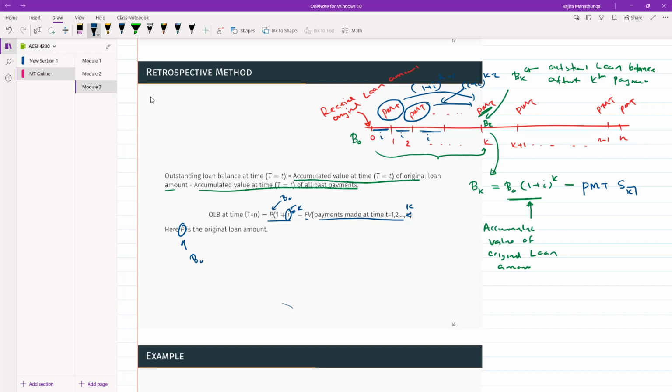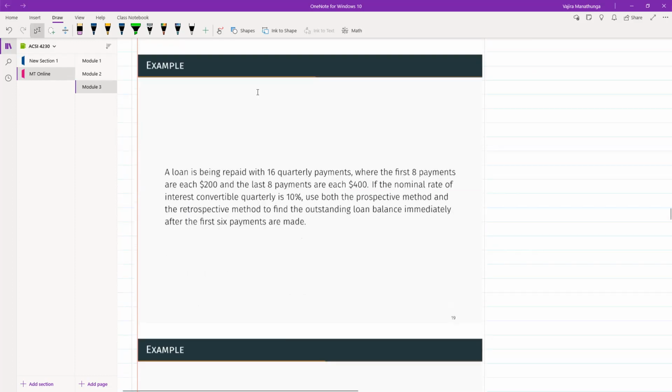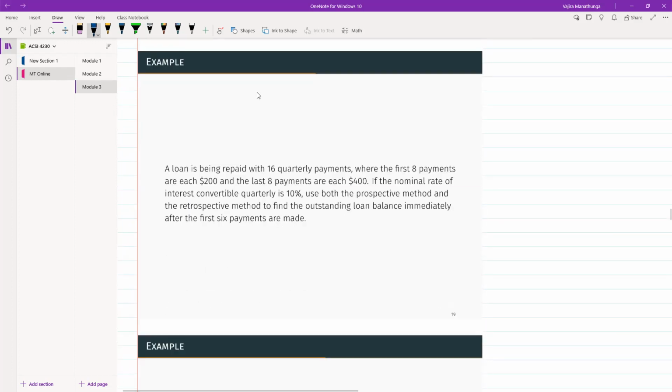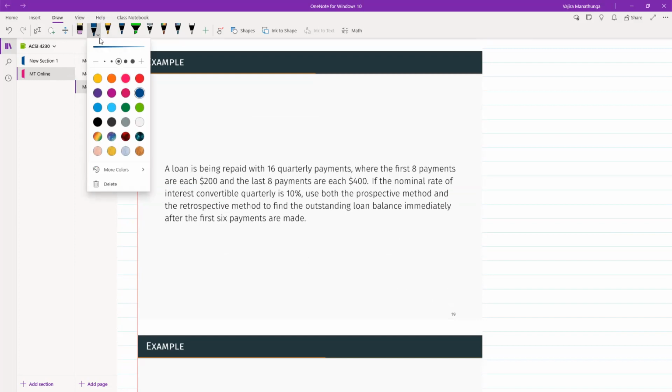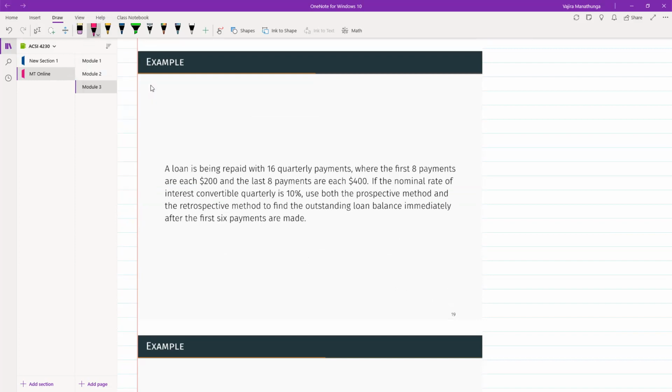So that's the retrospective method. For this one, you look into the past. What is the accumulated value of the original loan amount? You take the 1 plus i to the k, you subtract the accumulated value of all past payments you made, and you get the outstanding loan balance. So let's do some examples and see how to use these two methods.